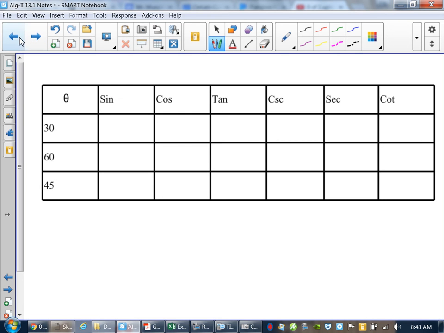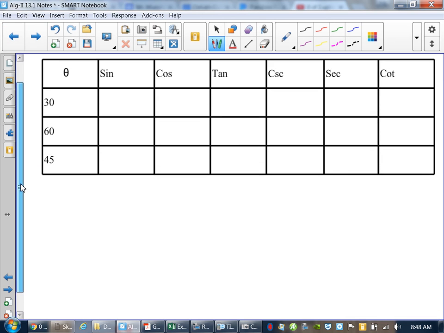Okay. So what I want to do is walk through the specials. I want to walk through the special angles via their trig functions, because the quicker we're able to figure out trig functions of our specials, the easier everything becomes. There's a reason why I like to do this.